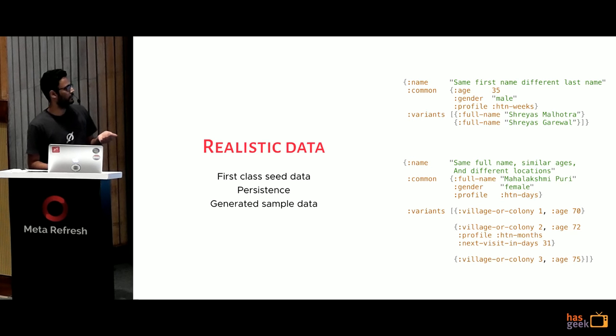What you can do is model a user archetype, and say that these are the common factors and these are the variants. For example, Shreyas Malhotra is 35, male, and has a hypertension profile, hypertensive for weeks, except their names are different. Similarly for Mahalakshmipuri, the variants are that the first one is in village colony 1, 2, and 3, so she's from three different Mahalakshmipuris, all around 70 years of age. That's another thing, because people are not exactly sure how old they are. Even if they're 75, they'll say I'm 80, or I'm 70. So you have to account for that, and this helps model that.